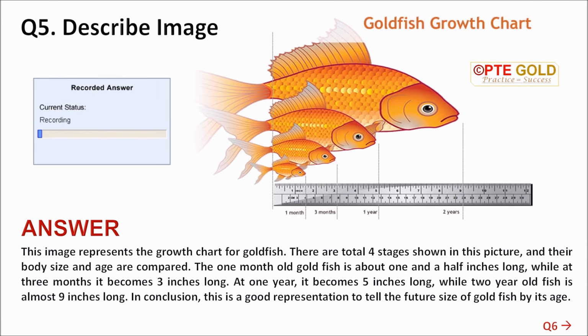This image represents the growth chart for goldfish. There are a total of 4 stages shown in this picture, and their body size and age are compared. The 1-month-old goldfish is about 1.5 inches long, while at 3 months it becomes 3 inches long. At 1 year, it becomes 5 inches long, while a 2-year-old fish is almost 9 inches long. In conclusion, this is a good representation to tell the future size of a goldfish by its age.